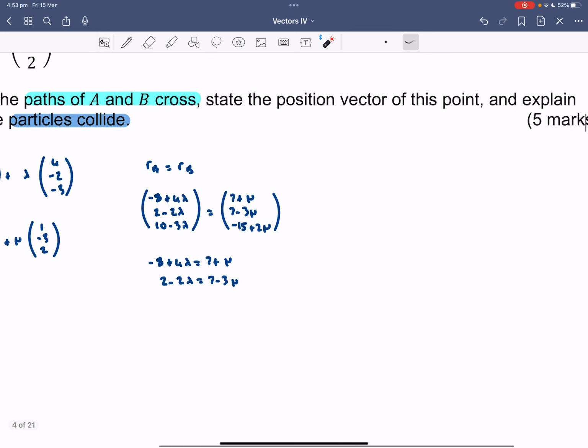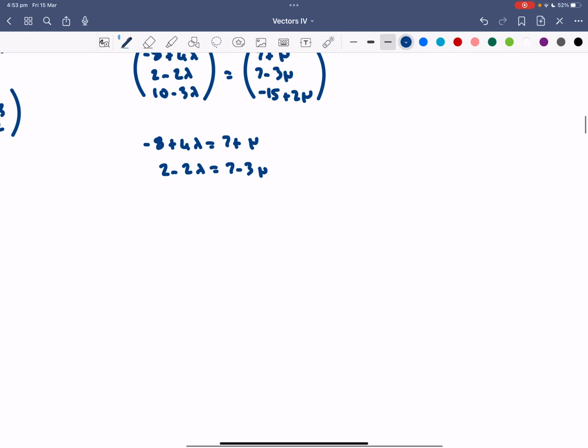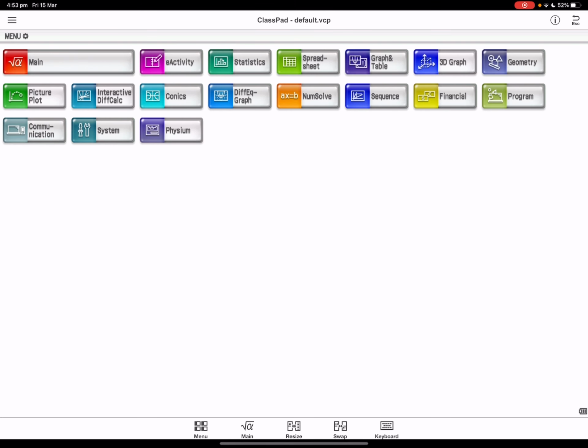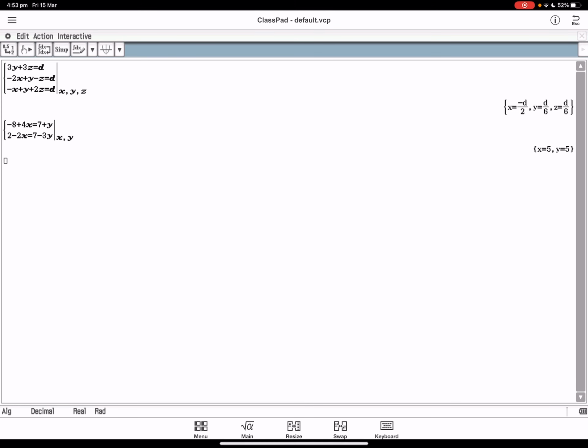So first let's just solve these two. We have to solve these simultaneous equations: -8 plus 4 lambda is 7 plus mu, and 2 take 2 lambda is 7 take 3 mu. If I put that into simultaneous, what will I get? There you go. You can see that instead of using lambda and mu, I've just used x's and y's.